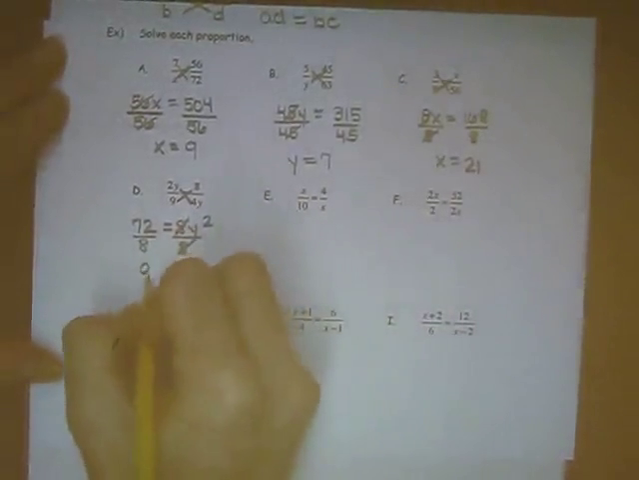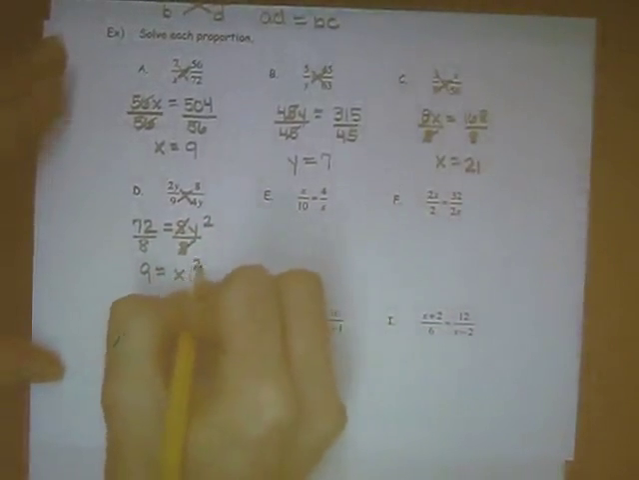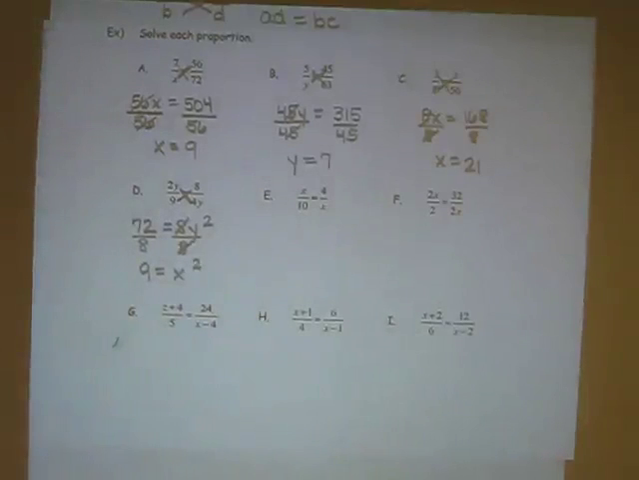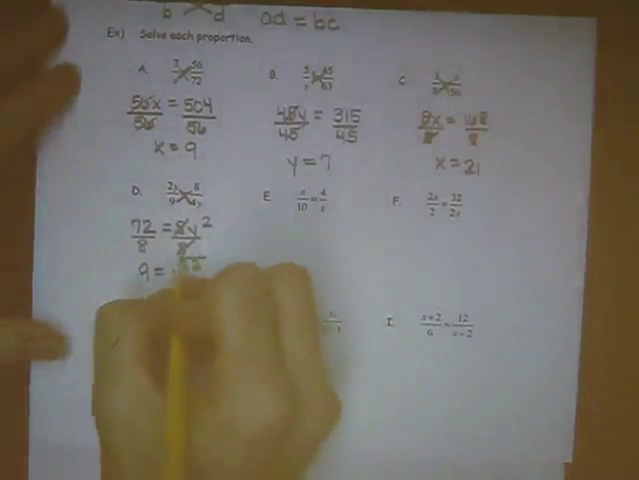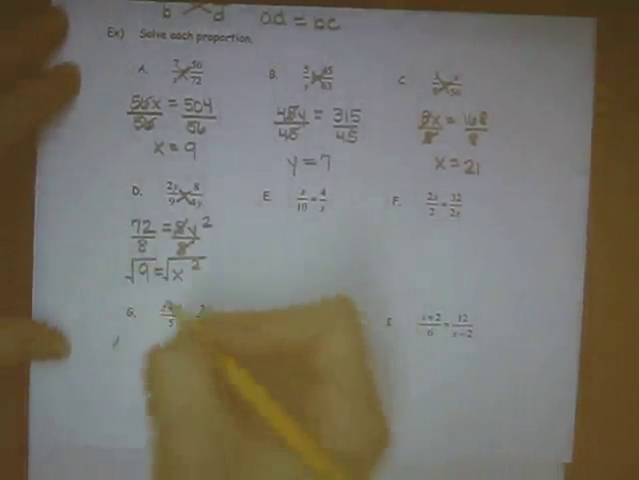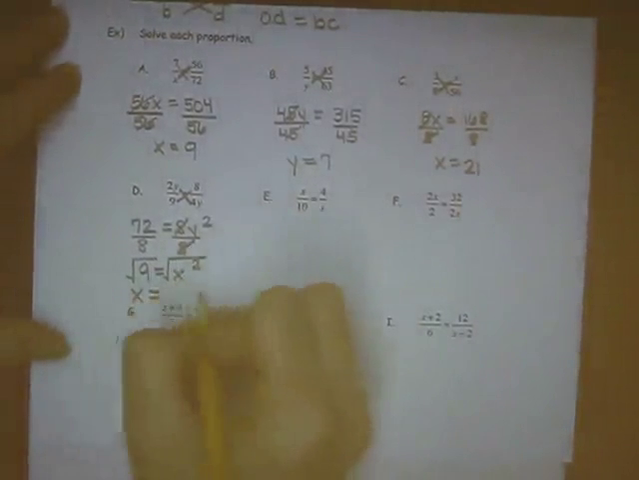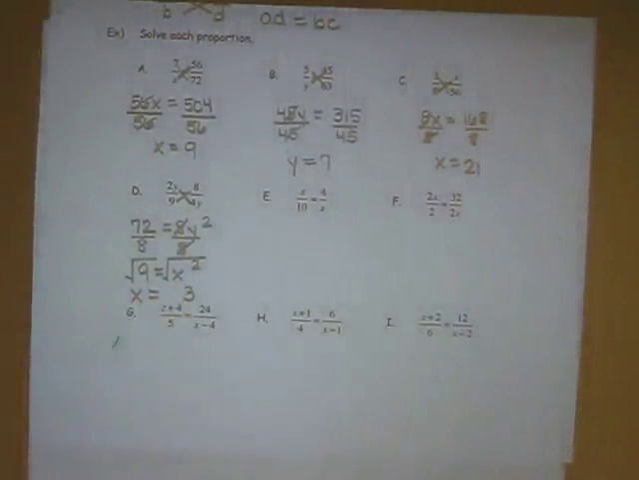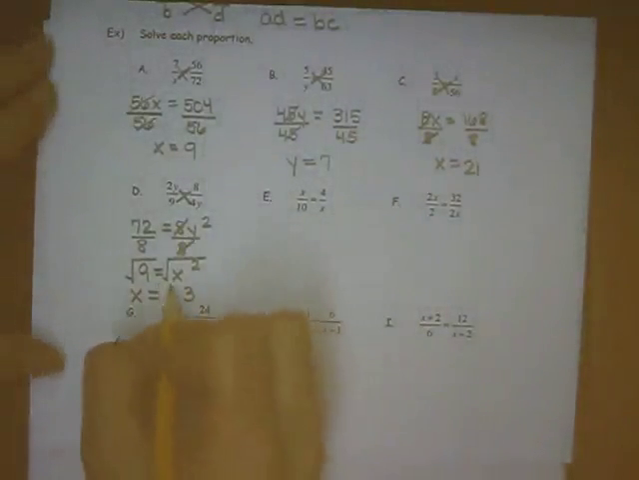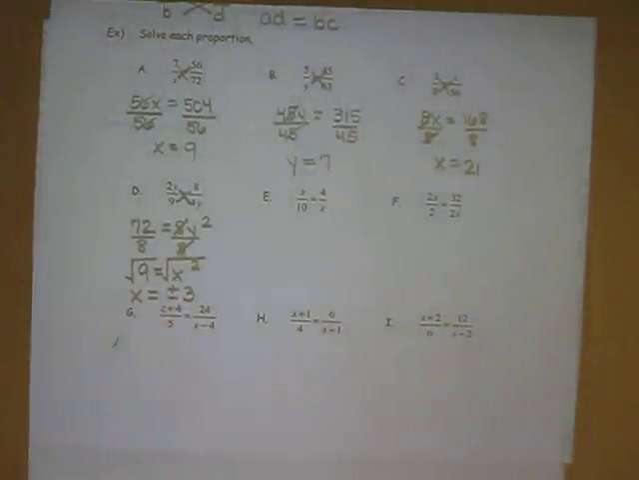72 divided by 8 is 9. And then in order to undo a square, you would square root. And when you square root that, you get 3. But whenever you have a square, you have two possible solutions, and it is the positive and the negative. So in this case, your answer would be plus and minus 3.